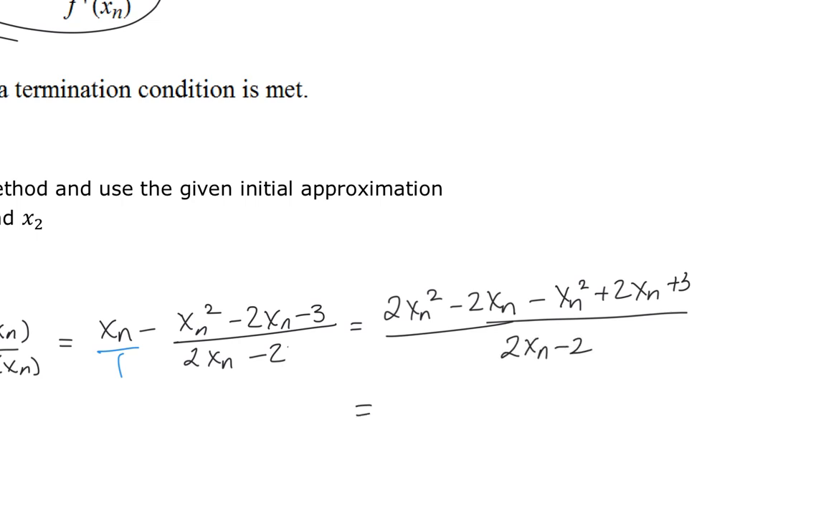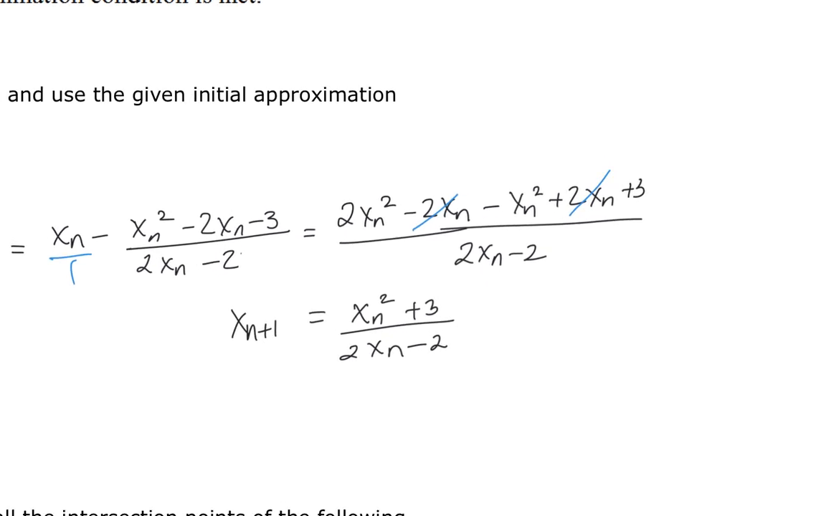And you can see the 2x sub n's will cancel. The x sub n squareds will also combine and give me x sub n squared plus 3 over 2x sub n minus 2. Now this is x sub n plus 1. So that is the term that I'm searching for. So I have to always use the previous term in this formula. So I'm going to go ahead and put in my x sub 1, which is what I'm searching for.